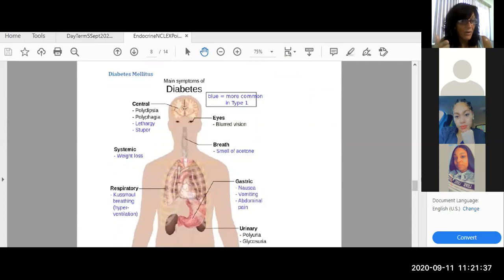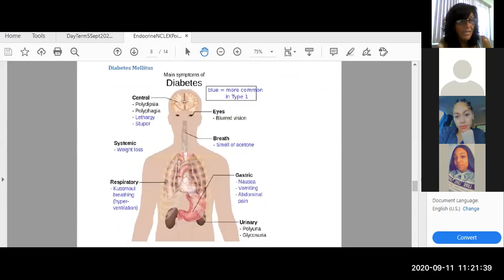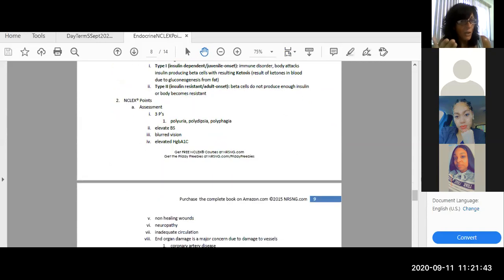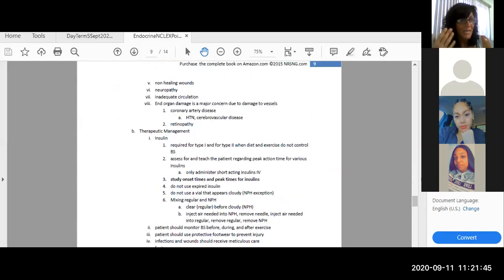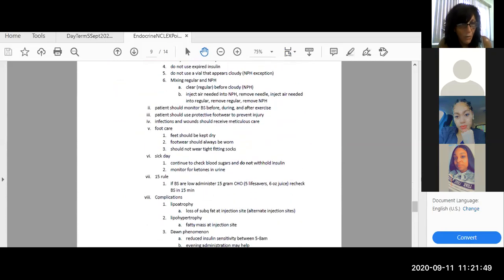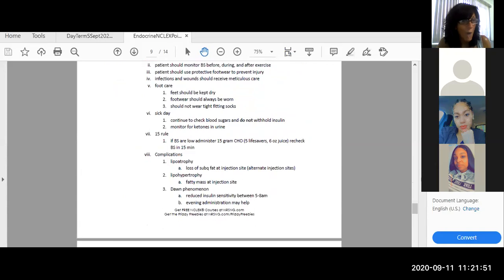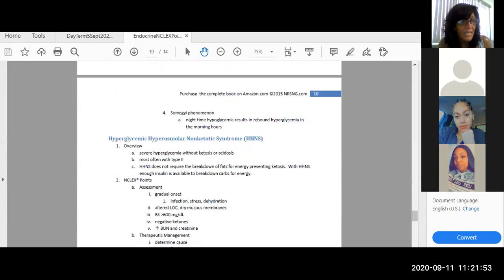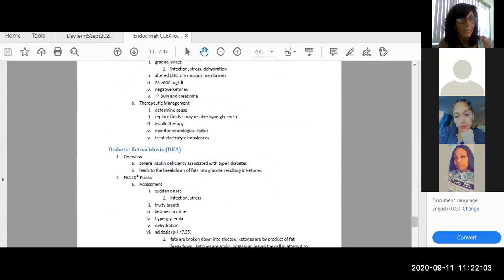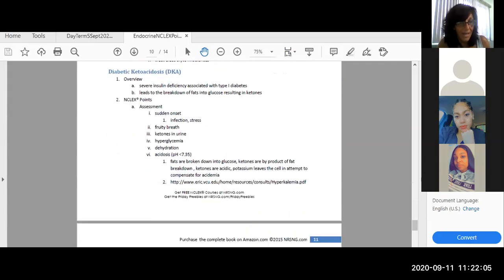And the things that they have written in blue are more common in type 1 diabetes versus type 2 diabetes. They give you an overview. They give you your assessment, what you should be assessing for, what the therapeutic management is, what sick day rules are, complications that can occur. And they even go into hyperglycemic hyperosmolar nonketotic syndrome, which typically occurs in type 2 diabetics, versus diabetic ketoacidosis, which more typically occurs in type 1 diabetics.